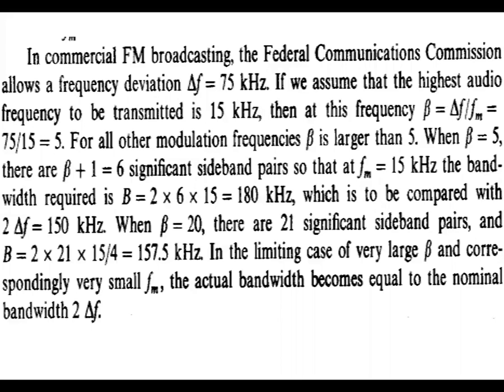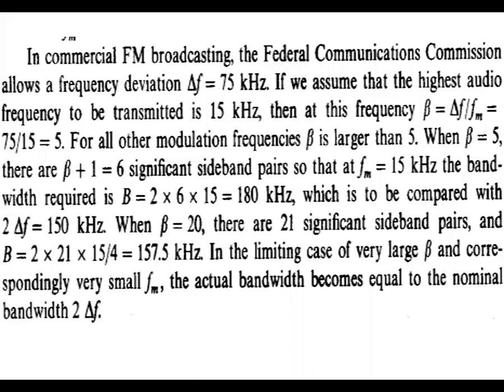So now calculate the actual bandwidth here. That is 2 into (beta plus 1) into FM. Now the beta plus 1 is n value, that is 6. Now 2 into 6 into 15, that is 180 kilohertz, the actual bandwidth of the FM.